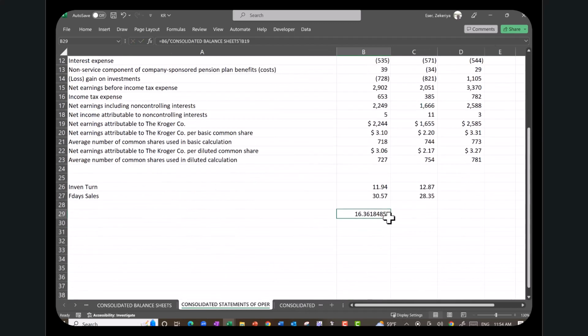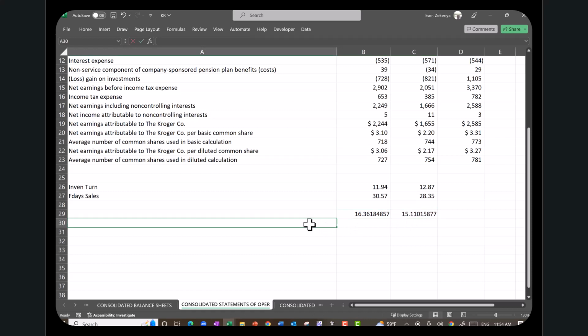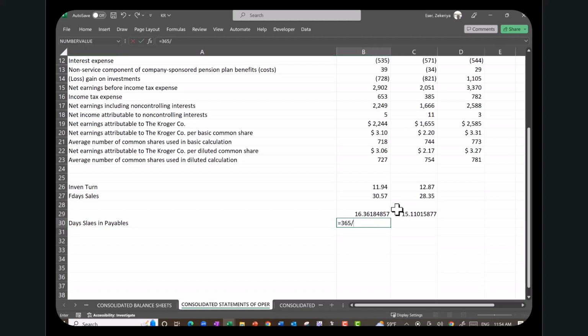Of course, you can calculate that over 2 years. And days sales in payables, as you may have guessed, is 365 over that. So it takes Kroger about 3 weeks to pay their bills.